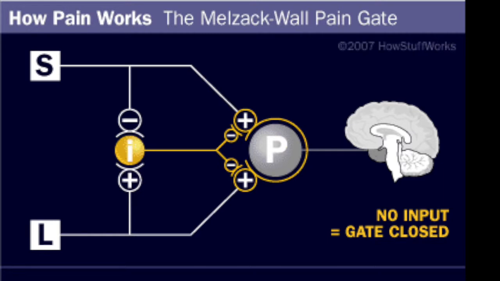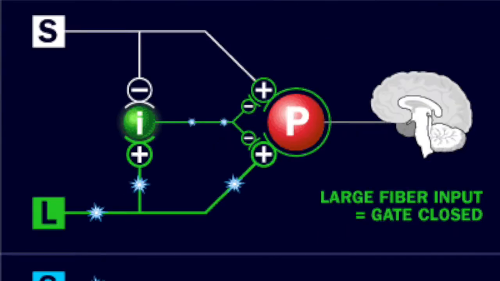In this first situation, when no input comes in, the inhibitory neuron prevents the projection neuron from sending signals to the brain. The gate is closed. In this situation, normal somatosensory input happens when there is more or only large fiber stimulation. Both the inhibitory neuron and the projection neuron are stimulated, but the inhibitory neuron prevents the projection neuron from sending signals to the brain. The gate is closed again.